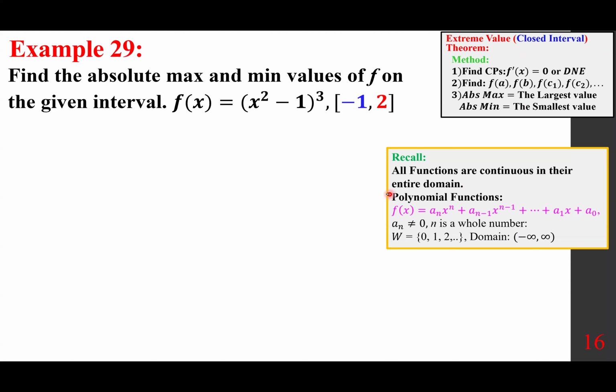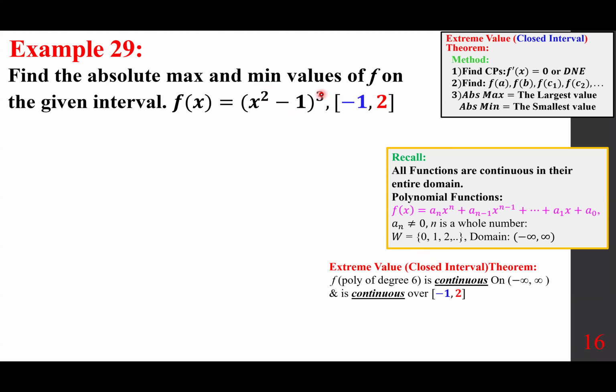All functions are continuous in their entire domain, meaning if you can come up with a domain, that's where the function is continuous. Polynomial functions, f of x equals a sub n x to the power of n all the way to the end, where a sub n is not 0, n is a whole number, domain is all real numbers. This is a polynomial of degree 2 times 3 or 6. If the domain is all real numbers, then it's continuous from negative to positive infinity, also continuous in the given interval. Therefore, we can follow this.